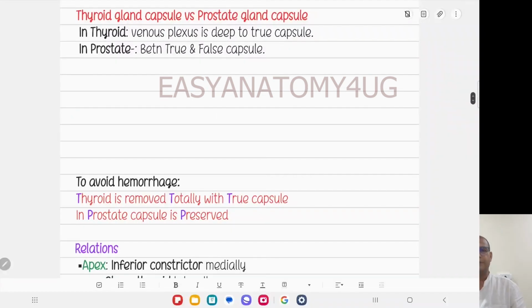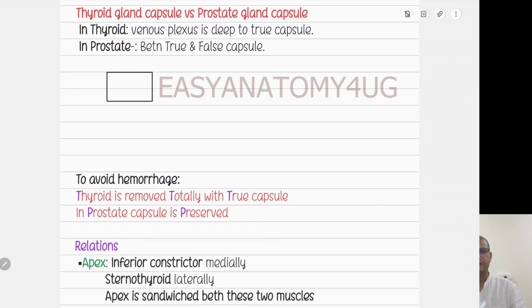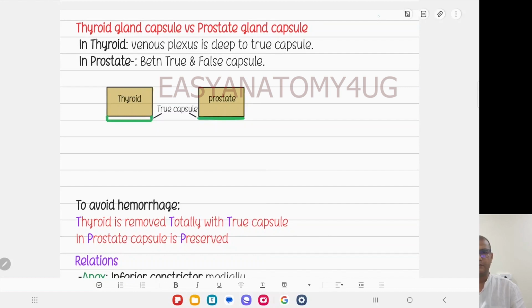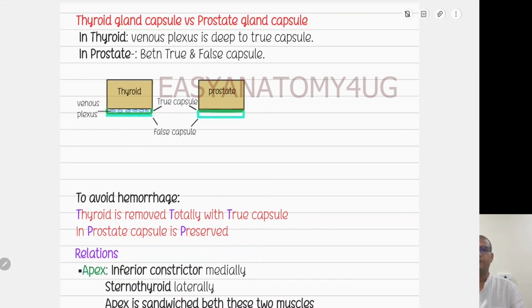The thyroid gland capsule is compared with the prostate gland capsule. In thyroid gland there is a venous plexus which is placed deep to the true capsule, whereas in prostate the venous plexus is situated in between true capsule and false capsule. So this has got a surgical implication.